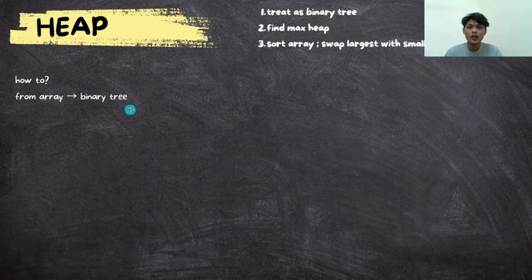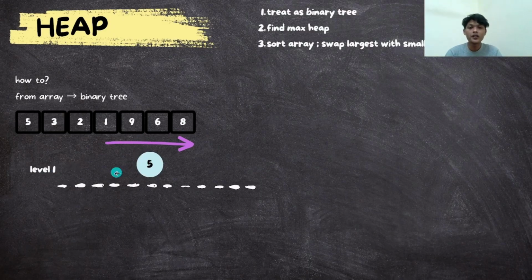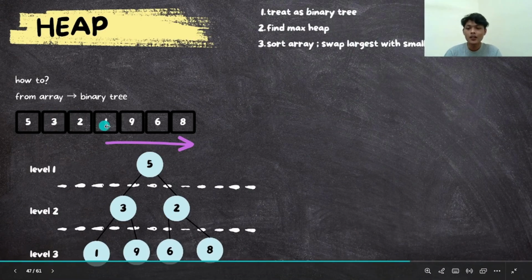First, how to convert from an array to a binary tree. Let's say I have an example array which is 5, 3, 2, 1, 6, 9, and 8. So how to convert it to a binary tree? We read it from left to right, and we sort it by levels. The first level, or the root, we have 5, and then from left to right, 3, 2, and we continue at the third level, 1, 6, 9, 8. And there we have done our binary tree from our array.